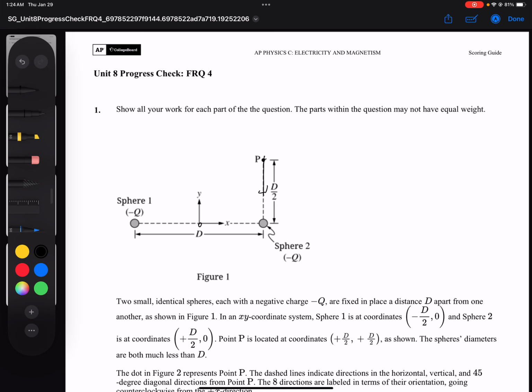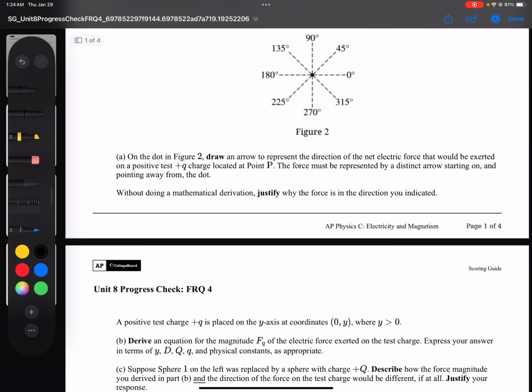All right, so point P, I put a positive test charge here. It's going to have a much stronger attraction to sphere 2 than to sphere 1. So then I have this little force over here. Keep in mind, it's the inverse square law. So I do a vector combination of those two forces.